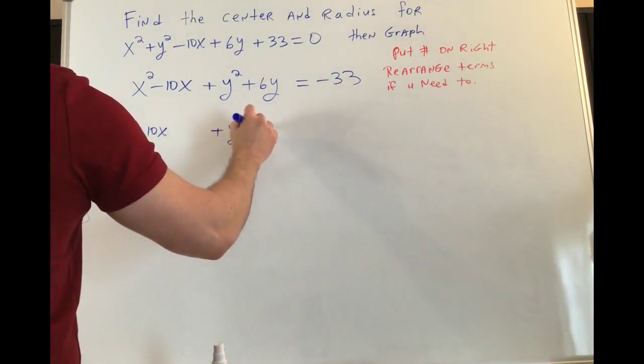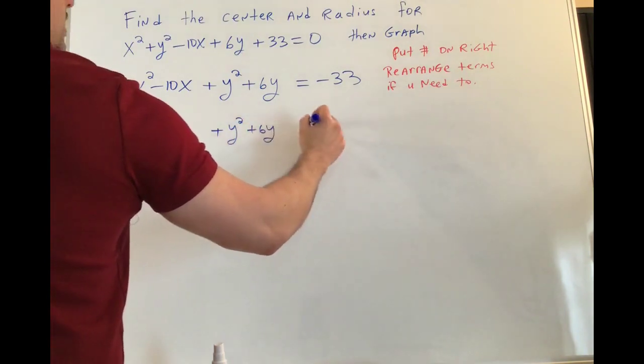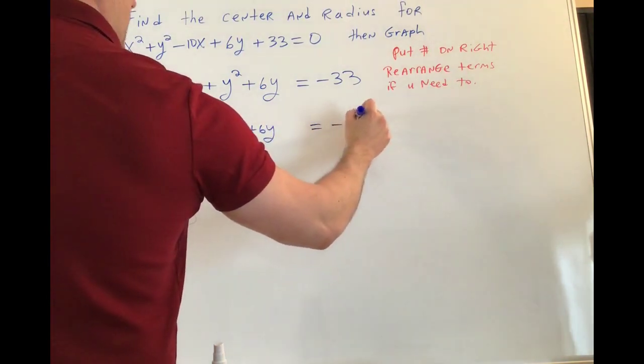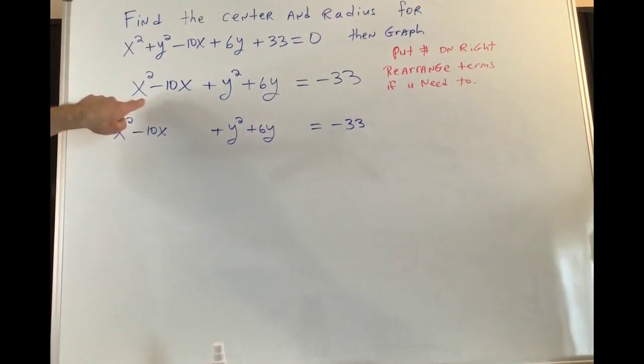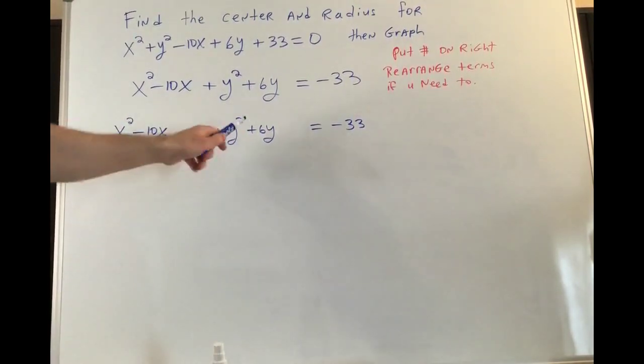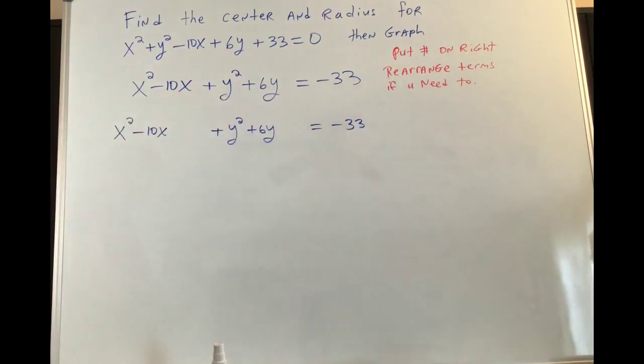I know what I have to do. I know I have to cut the numbers in front of the letters. I have to cut the number in front of x in half, square it, add it to both sides. I have to cut the number in front of y in half, square it, add it to both sides. You've got to do this simultaneously. You're completing the square twice.